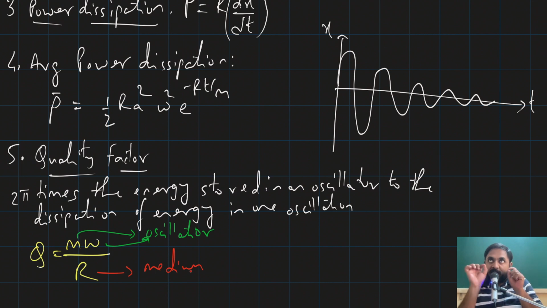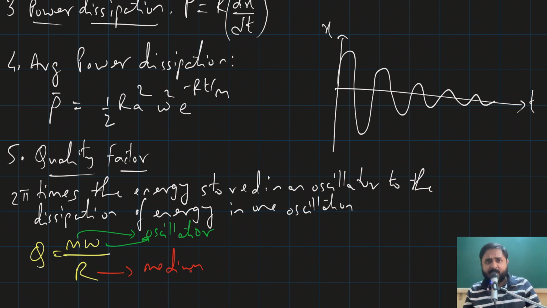That means for a given oscillator and a given medium, if you fix the oscillator, let's say a simple pendulum, and you fix the medium, water, for a given combination of an oscillator in a medium, there will be a unique value of Q. That will differ from medium to medium. If you change the medium, the value of Q should change. If you change the oscillator, the value of Q should change. So Q can help you to compare two mediums.